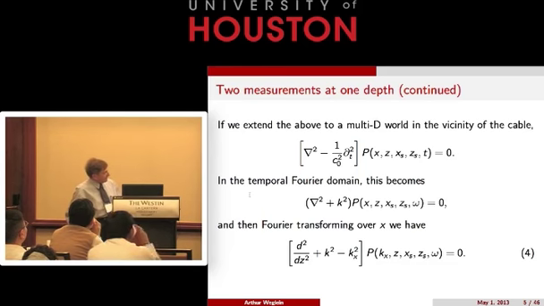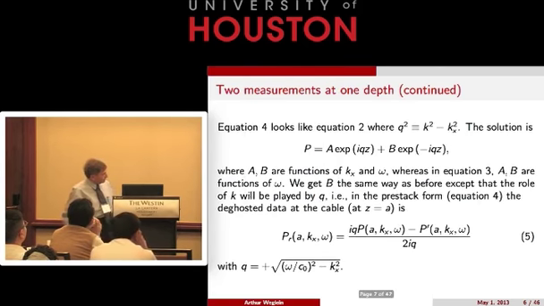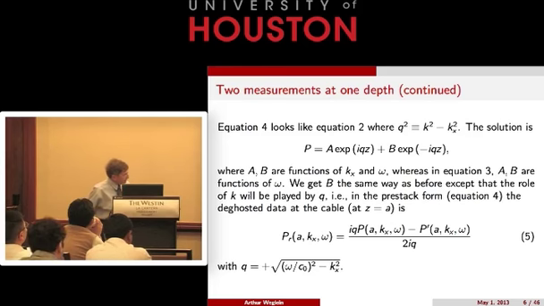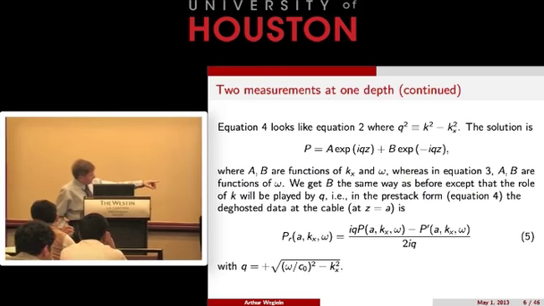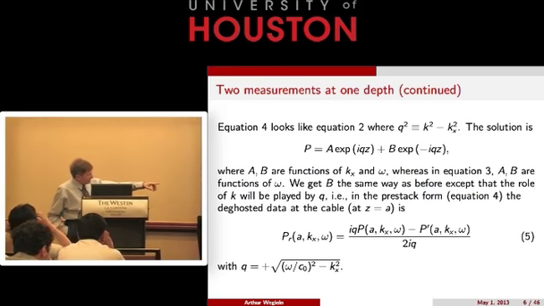So then you get up-down separation in that world of A e^{iqz}, B e^{-iqz}, where A and B are no longer just functions of frequency as they were in the normal incidence case, but functions of Kx, omega. Yes, simple. And so you get a form for the receiver deghosted data, equation 5.